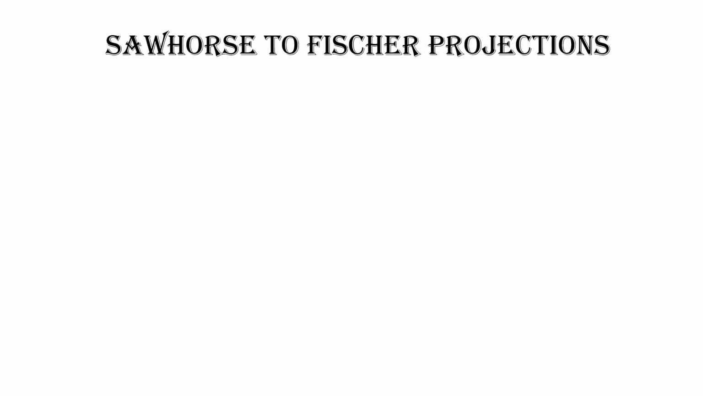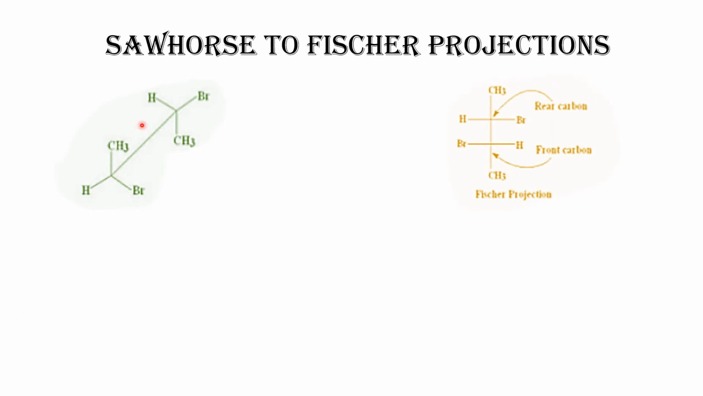Sawhorse to Fisher projection. How to write Sawhorse to Fisher projection? See here, this is the Sawhorse form. Okay, this is the Sawhorse form. So always this is the staggered form of Sawhorse. One is on the top, another one is on the bottom. How to write in the Fisher projection? For the Fisher projection, you have to get it in the eclipsed form. Then only you will get the Fisher projection.